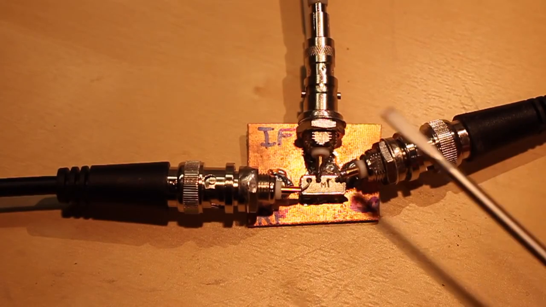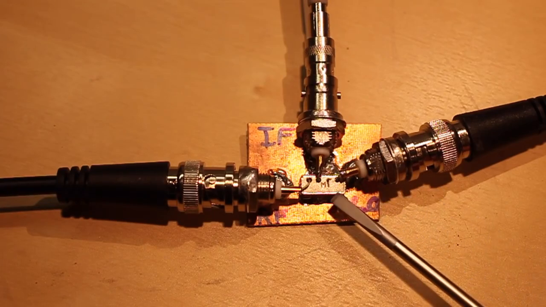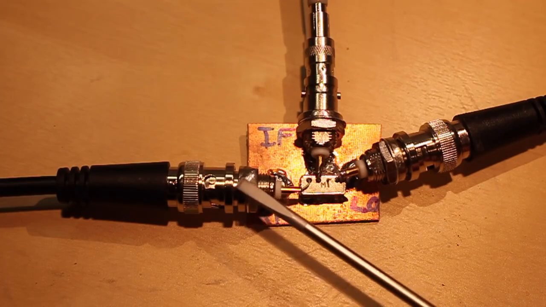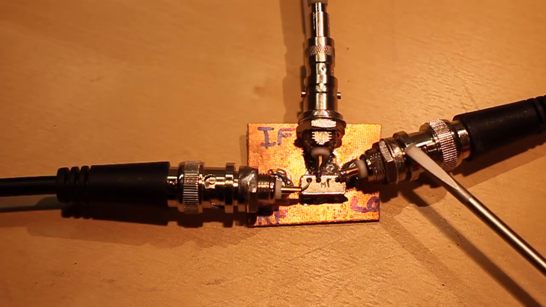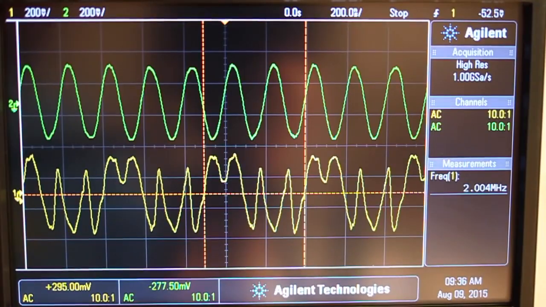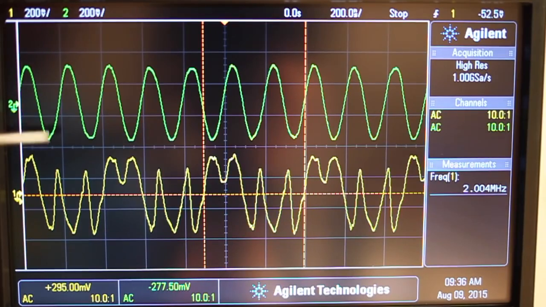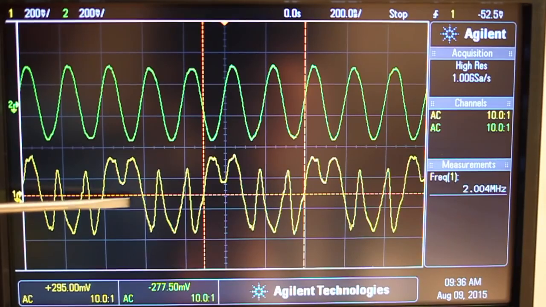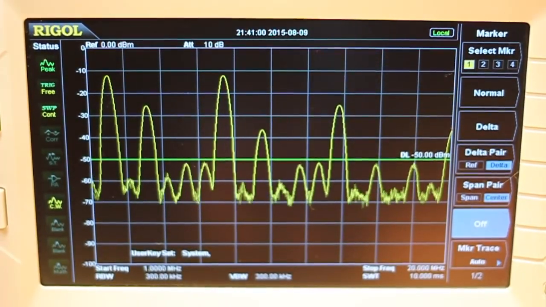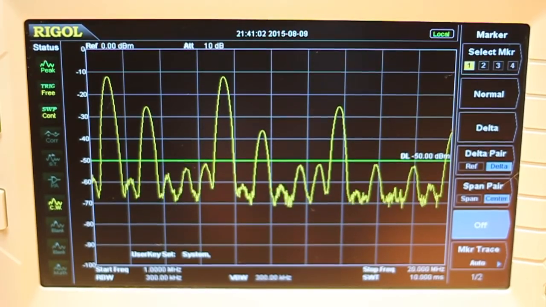So let's take a look at the output of a real mixer. In this case, it's a Mini-Circuits TUF-1 double balanced mixer, when we apply a 5 MHz signal to its RF port and a 3 MHz signal to its local oscillator port. We can clearly see in the time domain that our 5 MHz RF input signal has in fact been chopped up on the output. However, it's very difficult in the time domain to identify what the actual frequency content of this output signal is. That's why it can be very useful to look at these signals in the frequency domain.